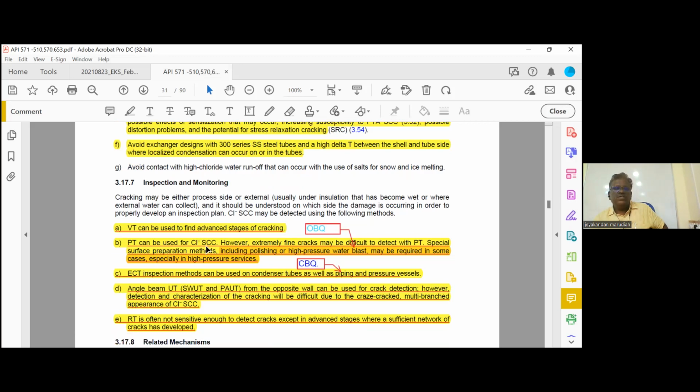PT can be used for chloride stress corrosion cracking. However, extremely fine cracks may be difficult to detect by PT. Special surface preparation, polishing under high pressure. That is an open book question. If you are going for PT, we have to use a water blast to remove the corrosion products.